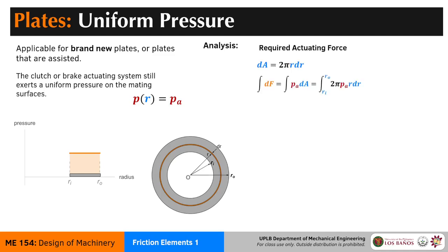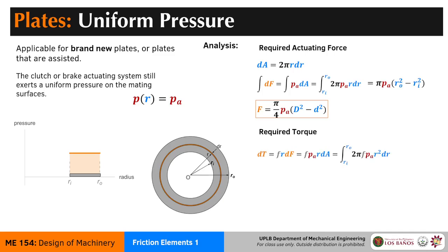this is where we go. So you'll get this expression with the radius, but you can transform that into diameters, and this is what you get. So you get 0.25 pi times the maximum pressure times the difference of the squares of the outer and the inner diameter. The required torque will undergo the same thing. It's basically integrating from the inner radius to the outer radius, and you'll get this expression.